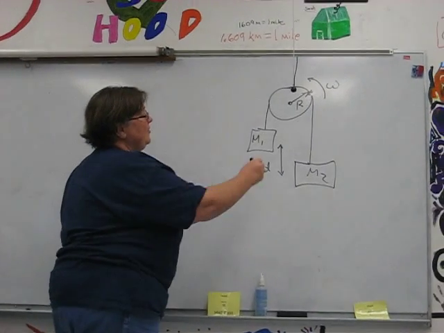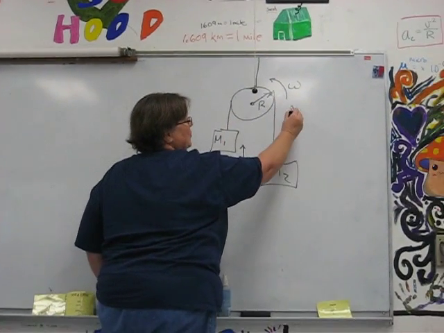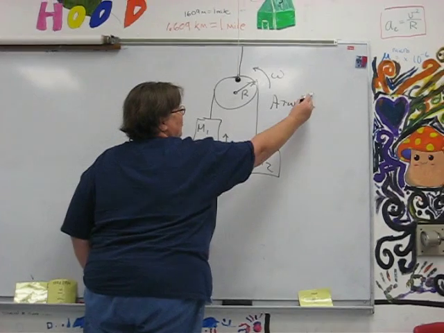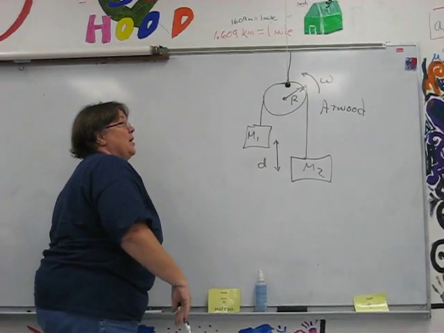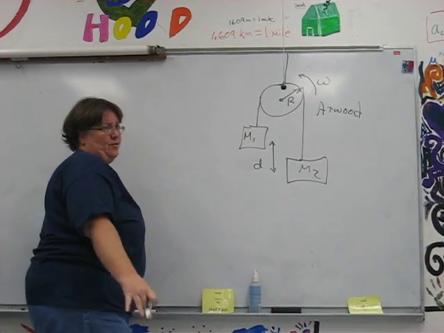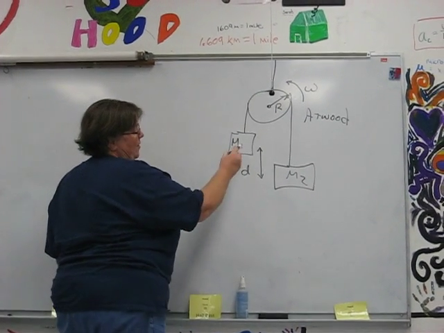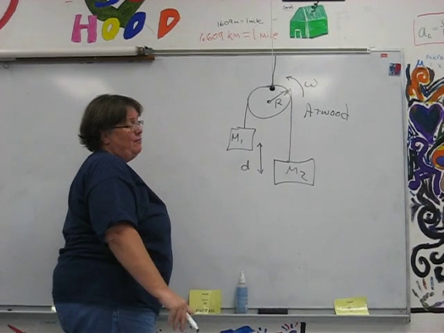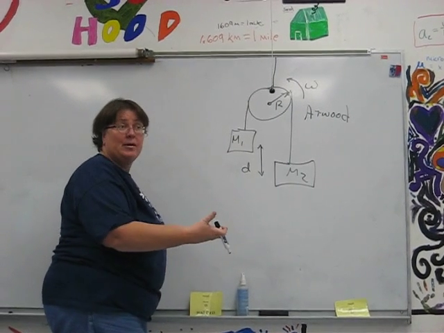Okay, so this is the classic Atwood machine. I guess Atwood came up with this magical pulley system. I don't know, but it's called the Atwood machine. Now, that's where you have two masses. Fortunately, they're different, or this would be a very boring problem.